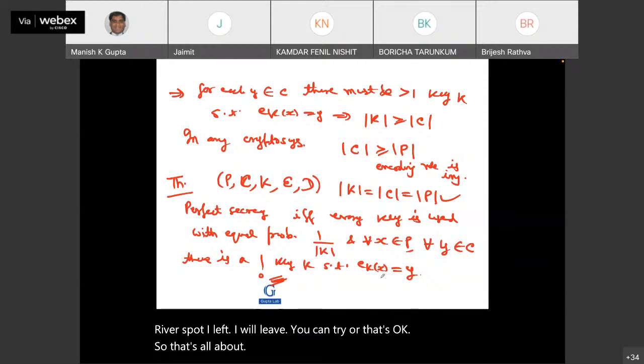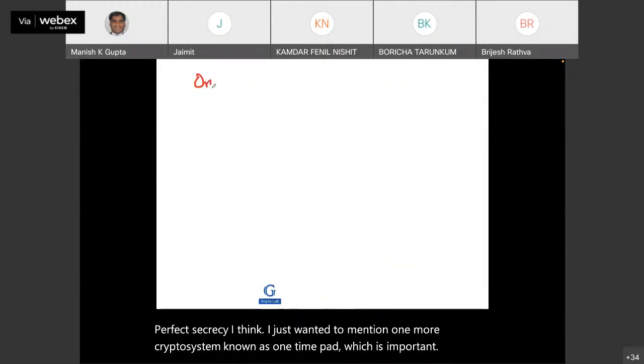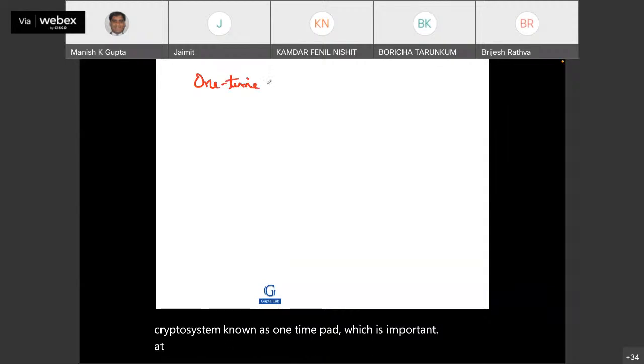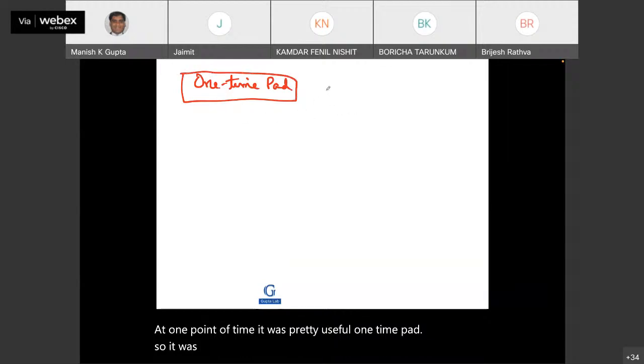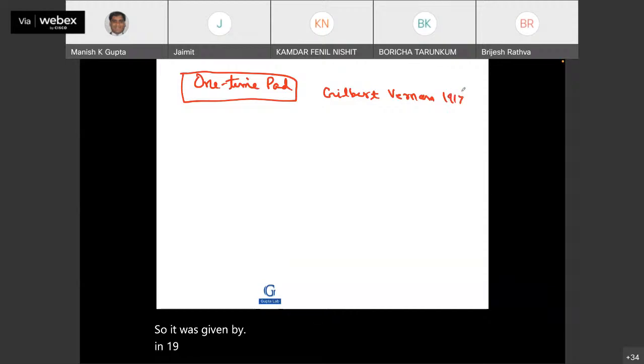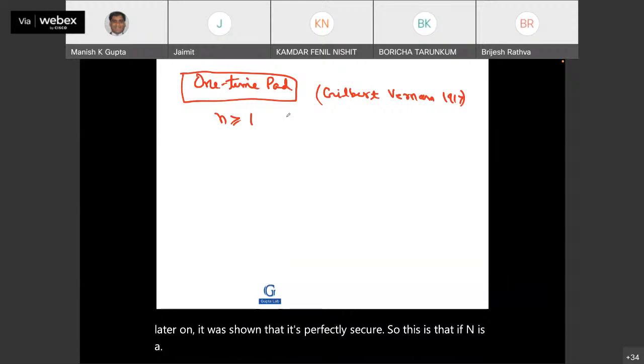perfect secrecy. I just wanted to mention one more crypto system known as the one-time pad, which is an important crypto system. At one point of time, it was pretty useful. It was given by Gilbert Vernam in 1917. People were using it without knowing that it was perfectly secure; later on it was shown that it's perfectly secure.